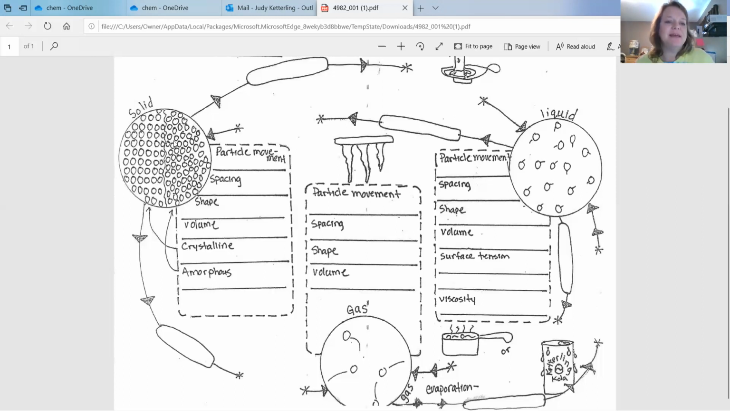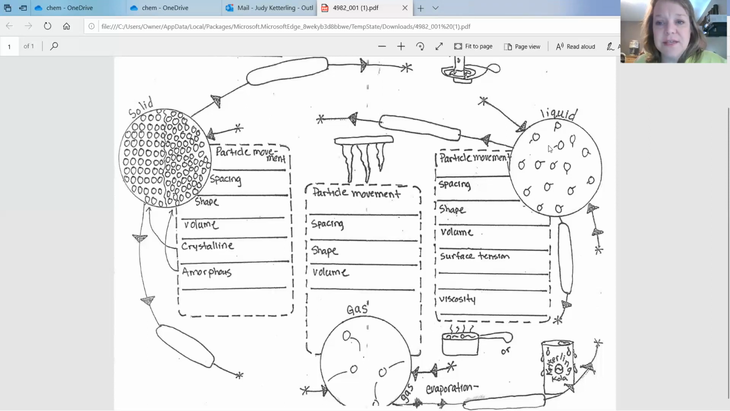Start in the solid. As I leave following these arrows, I'm going to come up to a little hot dog. And in that hot dog, you are going to tell me whether this particular phase change from a solid to a liquid is endothermic or exothermic, okay? Then you keep following, you get to an asterisk. And the asterisk is where you put the name of the phase change. What do we call it when we go from a solid to a liquid?